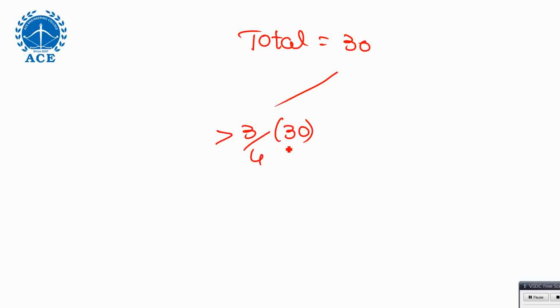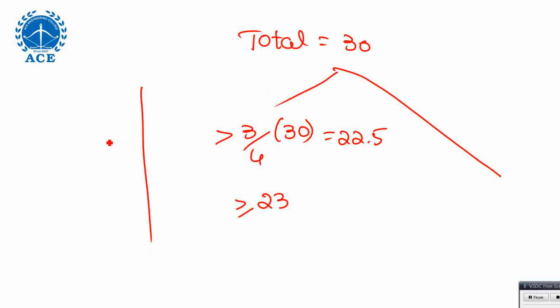3/4 of 30, if we take exactly, is 90 by 4, or 7.5, we'll get 22.5, which means 23 matches. We can take greater than or equal to 23. We don't say the number of matches is 22.5. We should get 23 or more than that. So, already out of 20, 17 won, 3 lost.